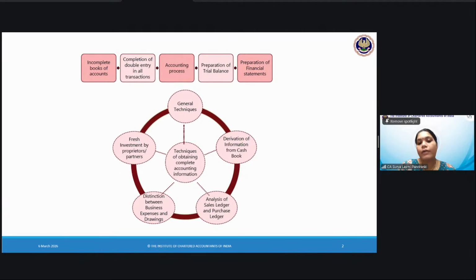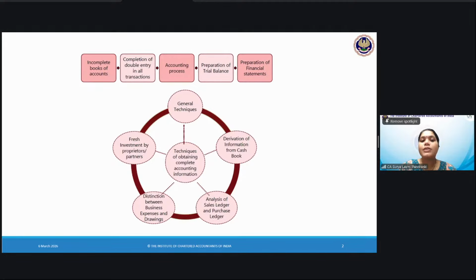Incomplete records means what? We don't have complete information to prepare final accounts. Our main job is what? To prepare the financial statements like the trading account, P&L, and the balance sheet. But to prepare this, what do you need? Trial balance. For trial balance, what do you need? The ledger account balances. For ledger accounts, what do you need? The journal entries. Only then can you prepare the financial statements.